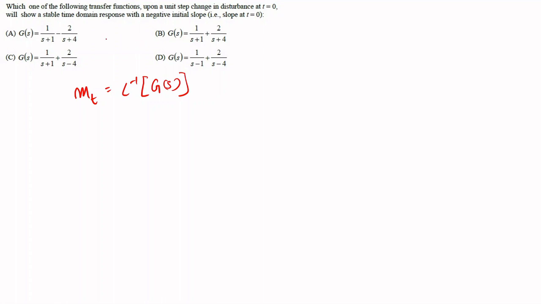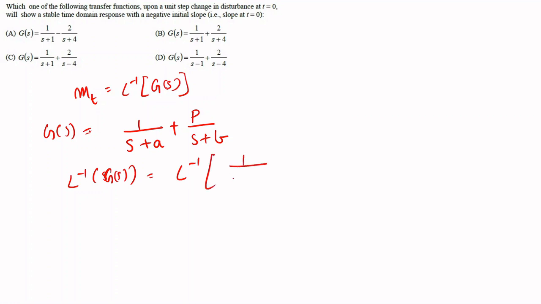Now, if you take a look at each of these transfer functions, they have a general form of 1 upon s plus a, plus p upon s plus b. Over here we are having minus, plus, plus, plus. So for the first case, p will be minus 2, a will be 1, b will be 4. In each of these cases, a will be 1 and b will be 4, and the value of p will change from minus 2 or 2 depending on the transfer function. So in order to find the inverse Laplace transform, let's find L inverse of G of s, which is equal to Laplace inverse of 1 upon s plus a plus p upon s plus b.